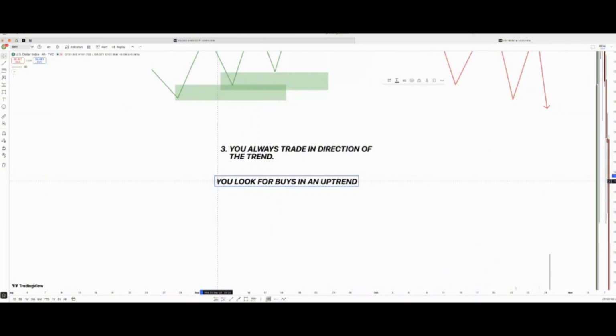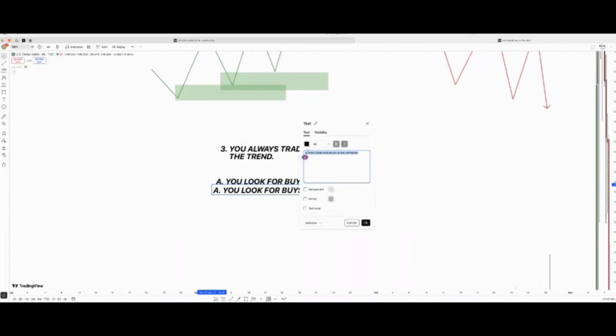All right? You look for buys in an uptrend. You look for sales in a downtrend. It is that simple.